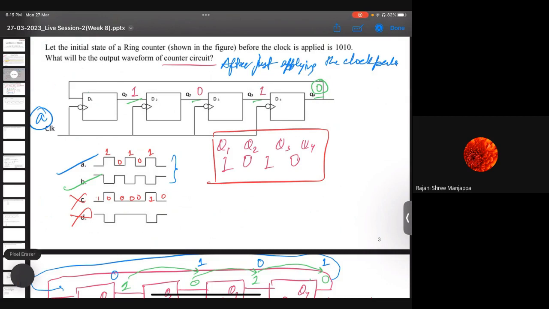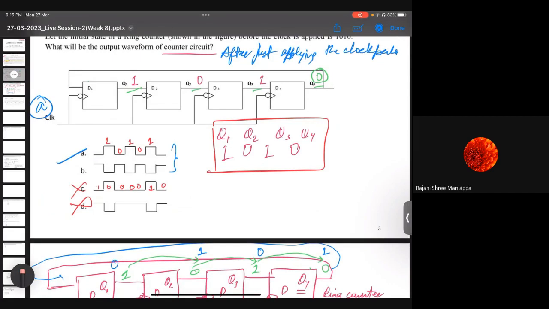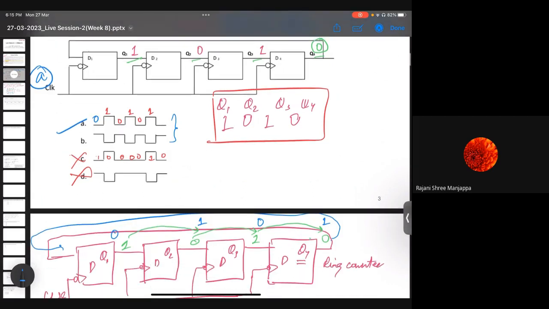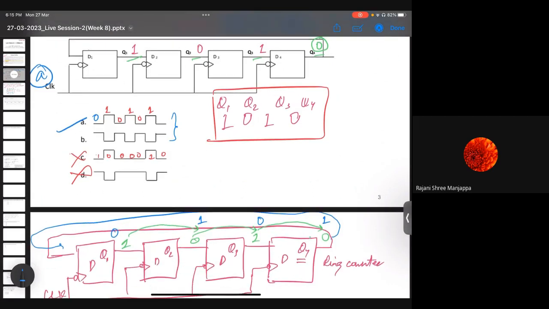I'll also prefer that if it is saying just after the clock pulse, the correct answer to this question will be option number A only, which is 0101. I guess this is the year's assignment problem, if I'm not wrong. I guess they are also preferring option number A, if I'm not wrong.